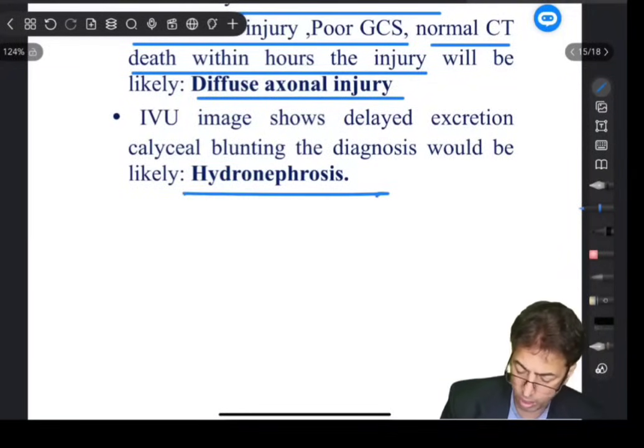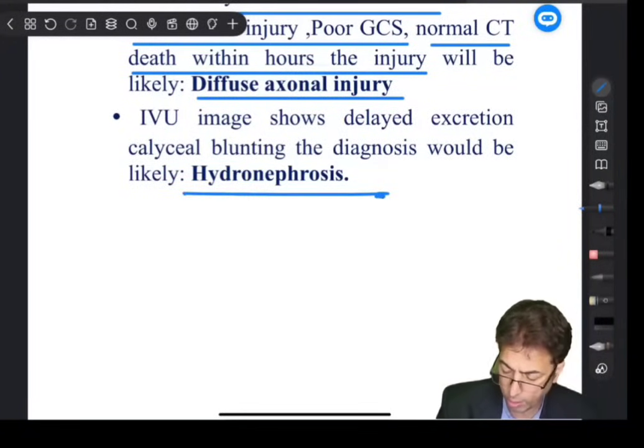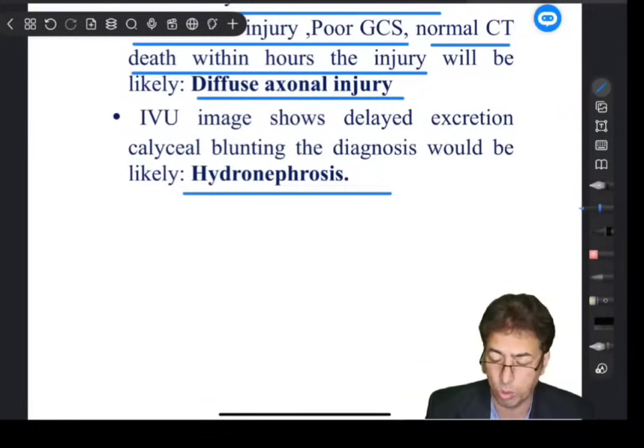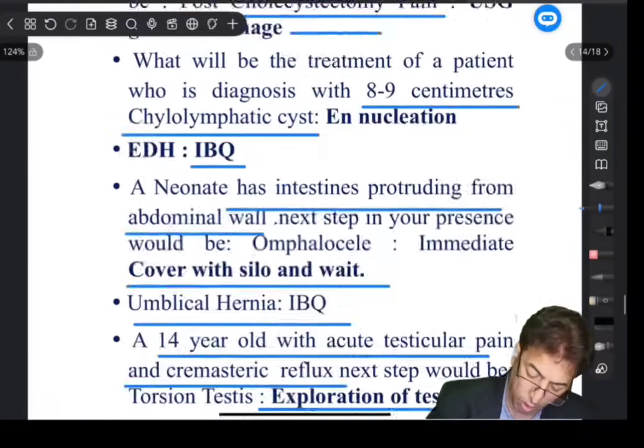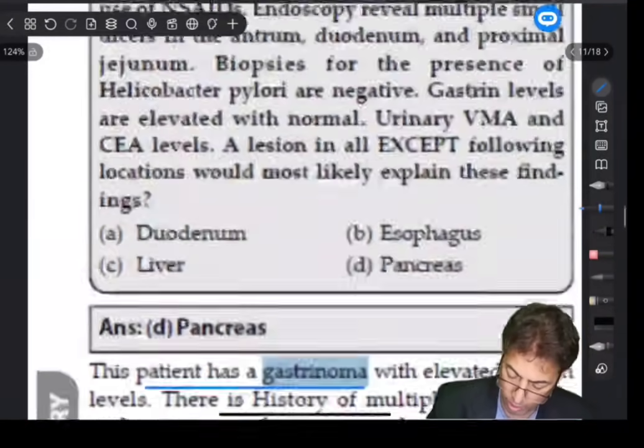And there was an image which I will be coming up to about hydronephrosis. From neurosurgery and nephrosurgery, there were some important clinically based questions. So you have to have expertise in all aspects of surgery, whether it is neurosurgery or other aspects of surgery.